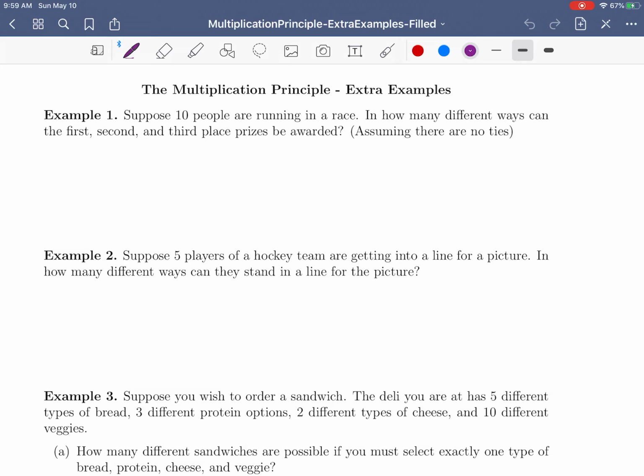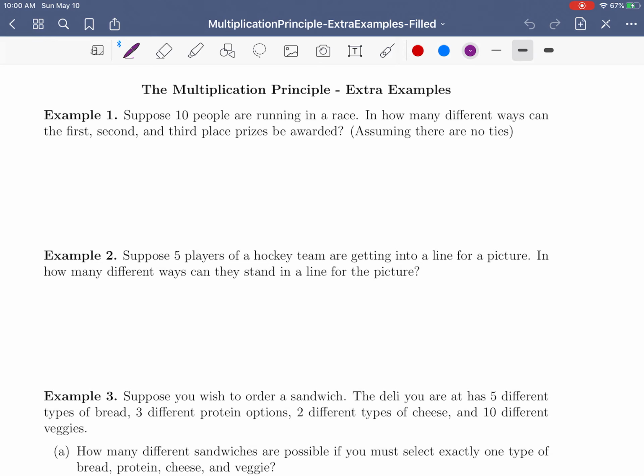In this video, we're going to look at some extra examples that use the multiplication principle. So example 1, 10 people are running a race. In how many different ways can the first, second, and third place prizes be awarded, assuming that you have no ties? So what do we need to do?